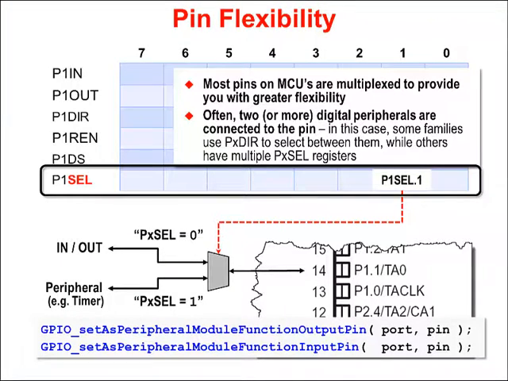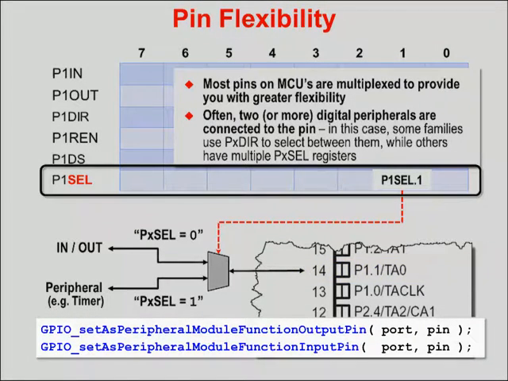Well, we have the P1 SEL register. It's the select register, and it allows us to decide, am I using that as a GPIO input or output, or is it a peripheral function? So once again, if we go look at pin 14 in this particular device, you can see that if the PSEL bit is 0, then it's going to be P1.1. If the PSEL bit is equal to 1, then it's going to be that timer functionality. So we've got a couple of different functions in our driver library for that: GPIO set as peripheral module function output pin, or set as peripheral module function input pin.